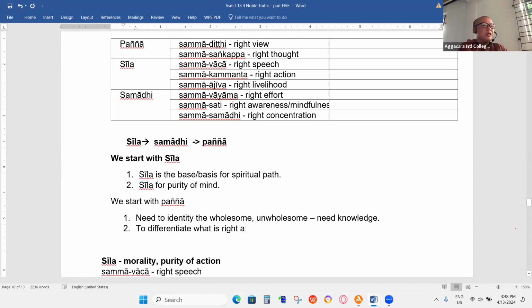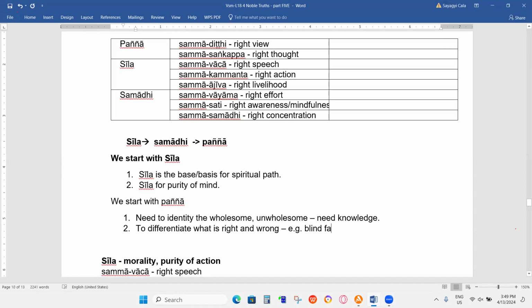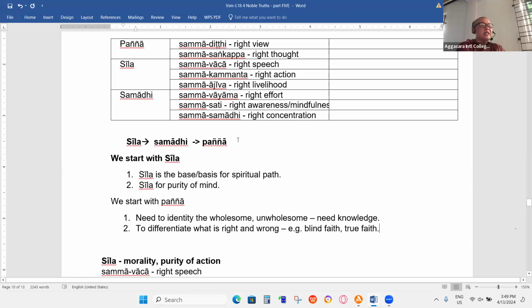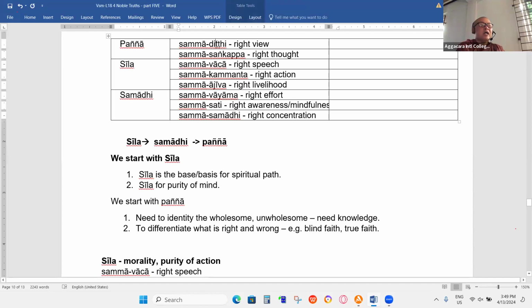Like we say, for example, what is blind faith and what is real faith? What is your faith in Buddhism? True faith, what is right and what is wrong. That's why, even though the Buddha lists Sila, Samadhi, Panya, when you learn Abhidhamma, Panya, right view, is actually amoha. It's knowledge by itself. It's real knowledge.